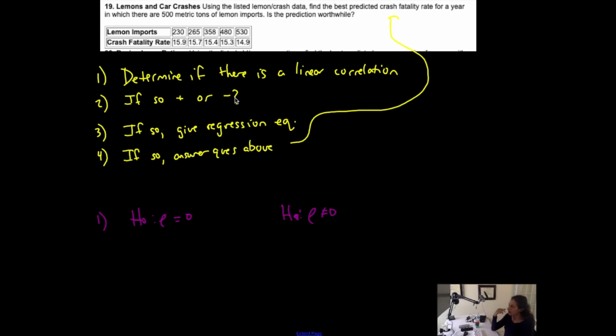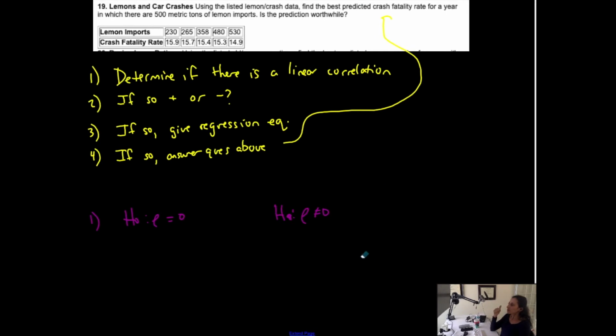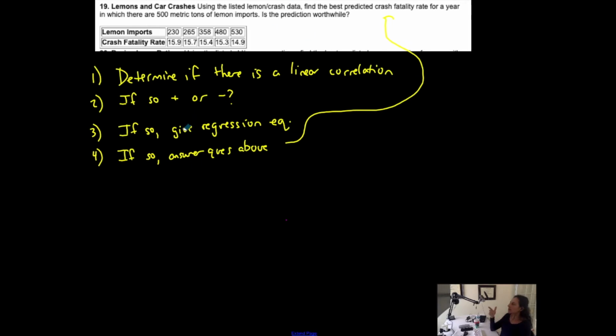All right, you guys were asked to take this information using the listed lemon crash data. I added to that and said, well, first you have this information, determine if there is a linear correlation. And if there is, is it a positive or negative one? And if there is a linear correlation, then give a regression equation to represent the situation. And if there is a linear correlation and you have the regression equation, now use it to answer the question. So you have a bunch of things to do here.